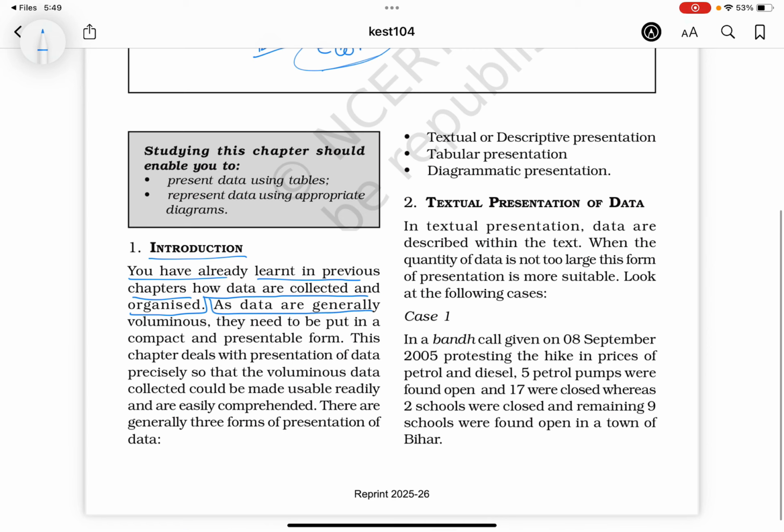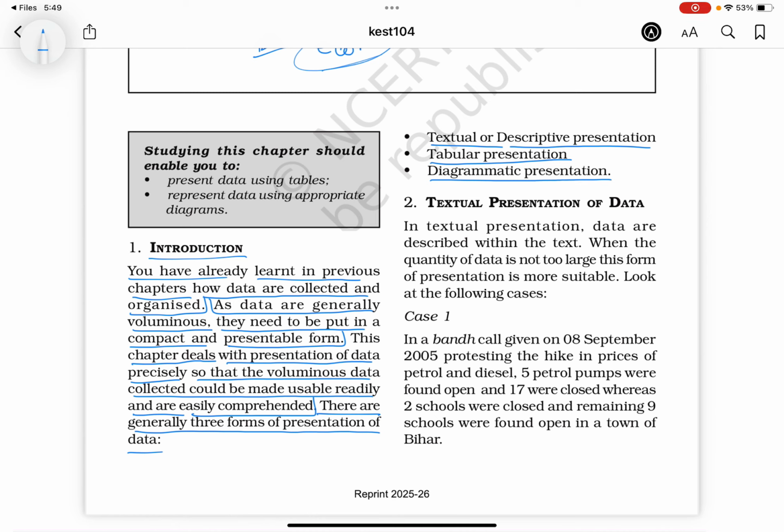As data are generally voluminous, they need to be put in a compact and presentable form. This chapter deals with presentation of data precisely so that the voluminous data collected could be made usable readily and are easily comprehended. There are generally three forms of presentation of data: textual or descriptive presentation, tabular presentation, diagrammatic presentation.